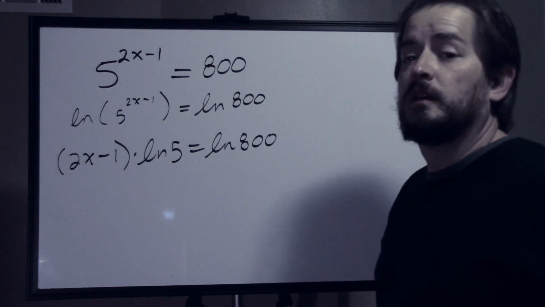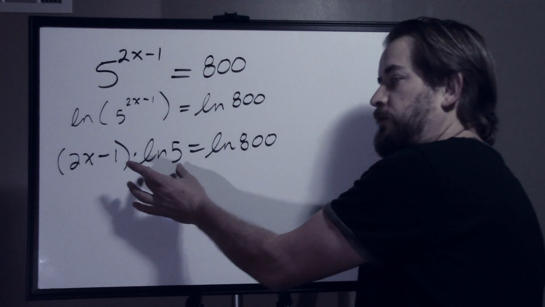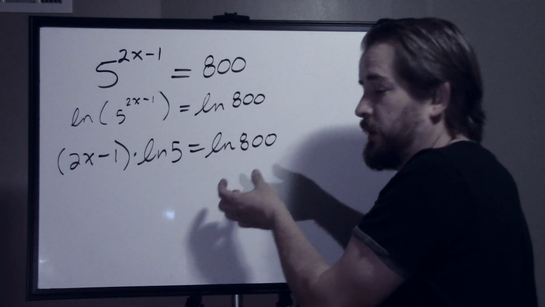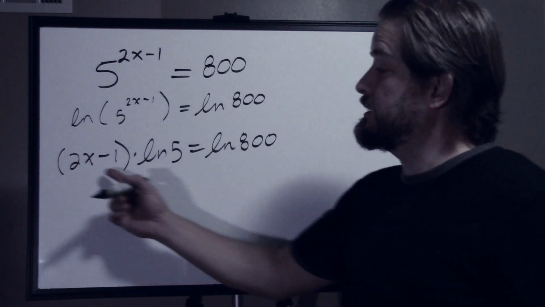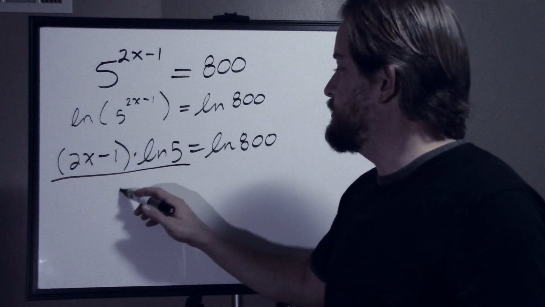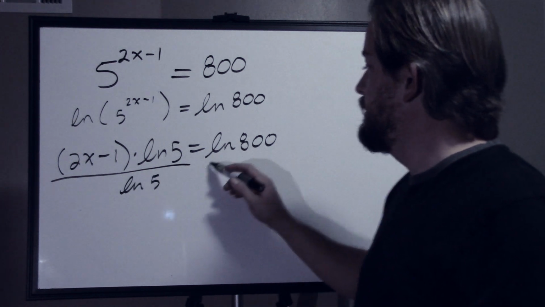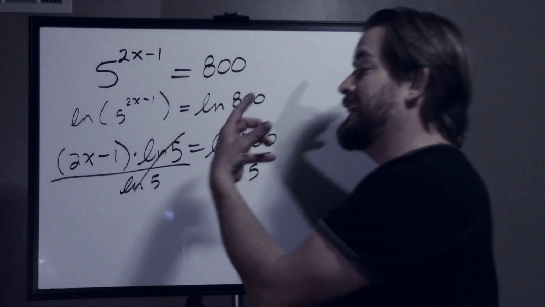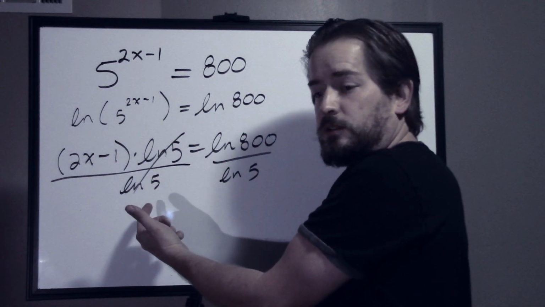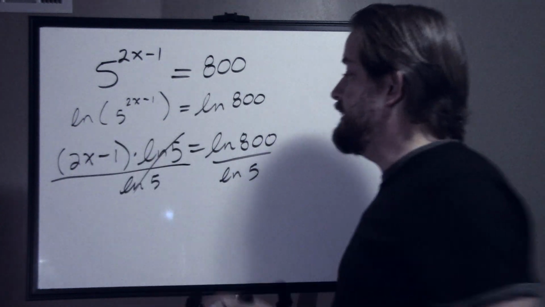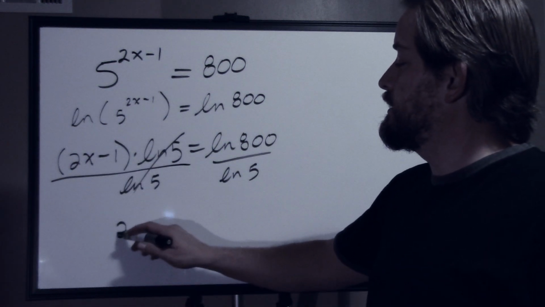Right. Now, again, if I just had an x here, I would divide that natural log of 5 away. I can still do that because this 2x minus 1 is a factor. So I can divide both sides by natural log of 5. And on the left-hand side, the natural log of 5 cancels with the natural log of 5 because the natural log of 5 is a factor in the numerator. And that leaves me with 2x minus 1 on the left.